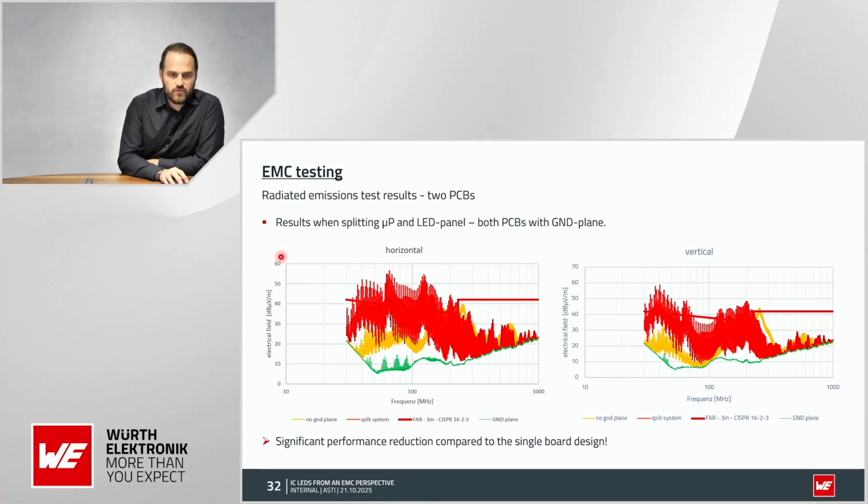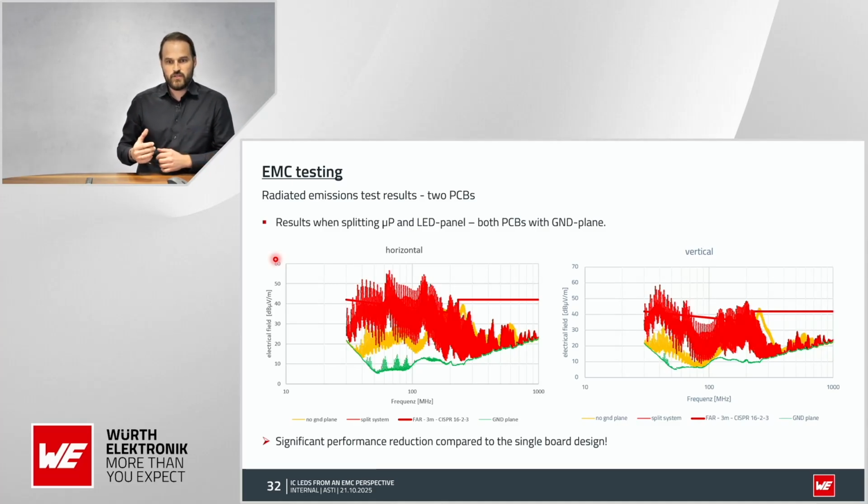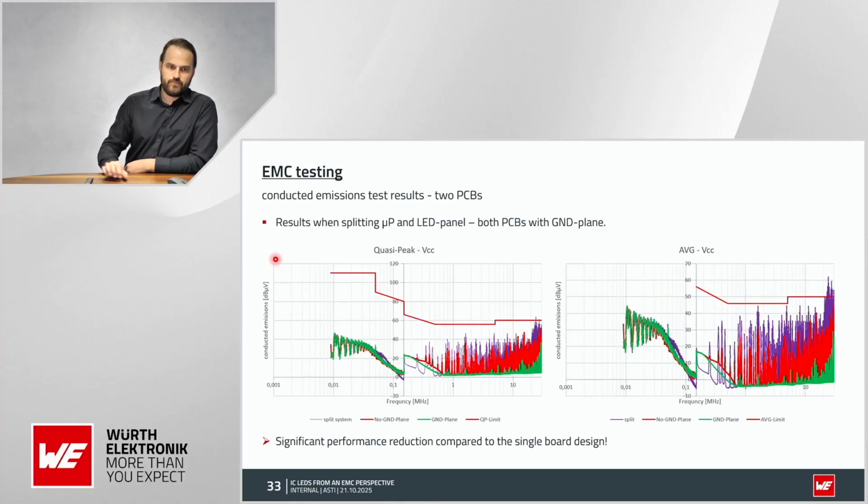In red, you can see the curve with the MCU and the LED panel split with only a 1 meter cable. You can see that you are far above the limit from beginning more or less 30 megahertz up to at least 200-300 megahertz. As a comparison, in green, you can see the EMC test results where everything is on one board with a ground plane, and in yellow you can see everything on one board without any additional measures. So we can see when we split MCU and LED panel, things become much worse, and we really need to think of what to do then.